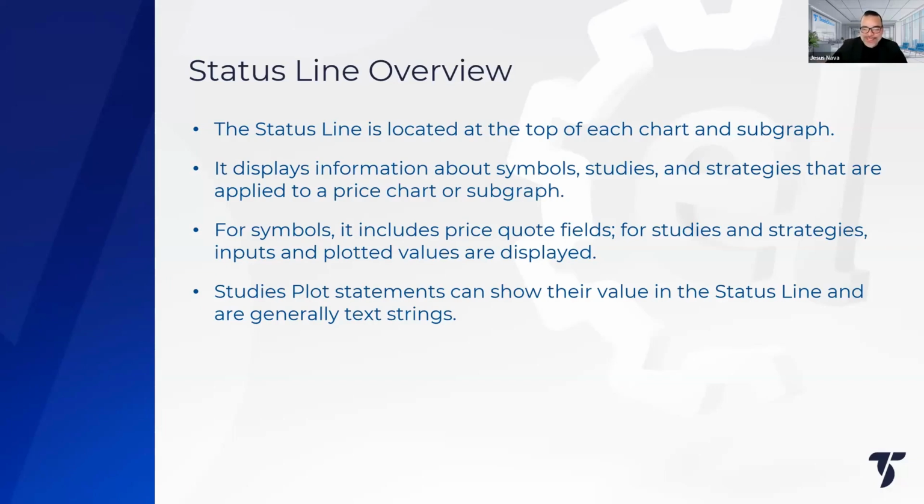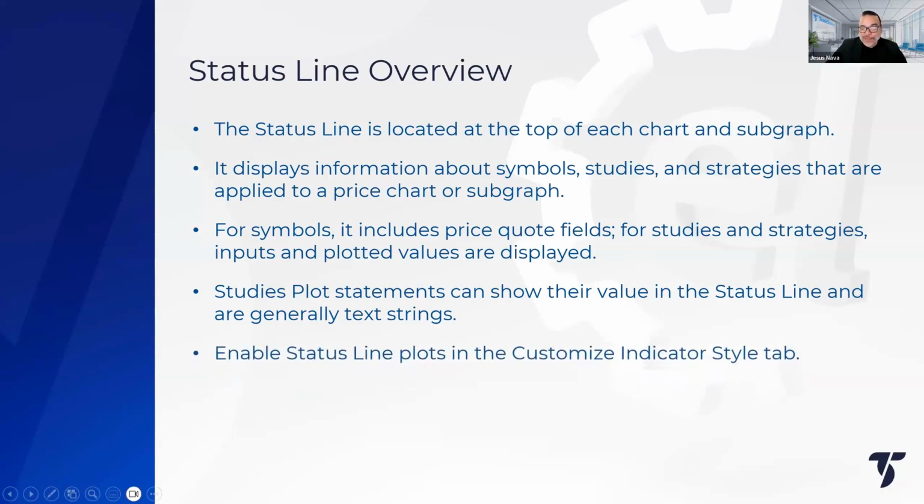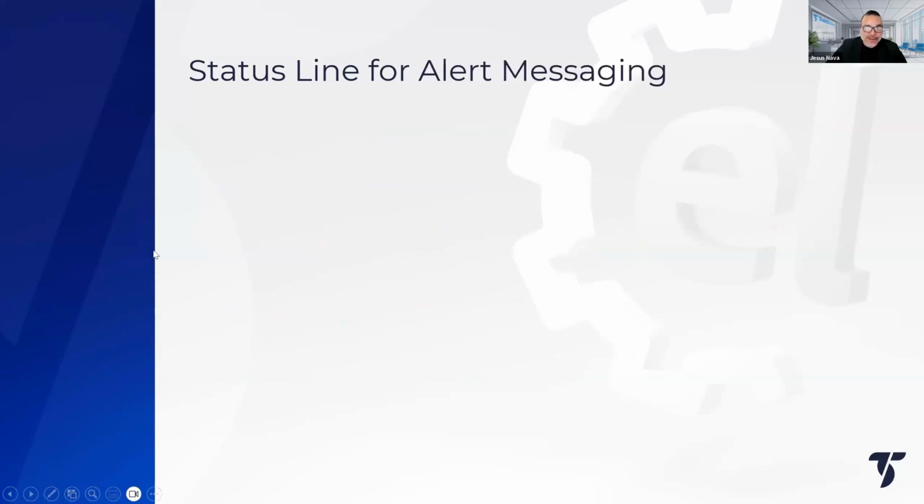Yes, you can go into the menus and see what parameters you've set any study to, but it's very convenient to see those parameters at the top of the chart. You can also enable the status line in the Customize Indicator Style tab. You can change the font size, you can change the placement, you can change a lot on it. But what is the status line used for in easy language? How we can modify the information that is up there to our benefit.